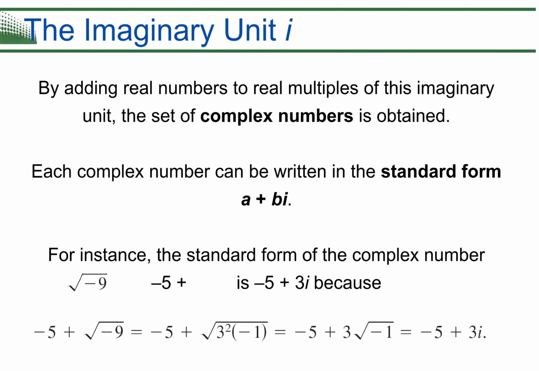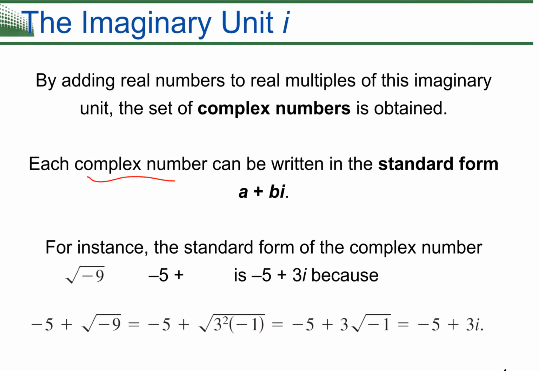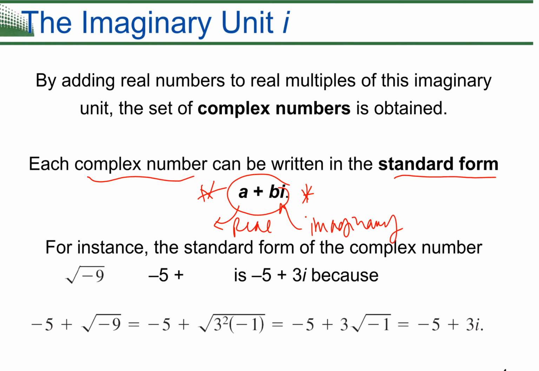So by adding real numbers to real multiples of this imaginary unit, the set of complex numbers is attained. And what that means is we're going to begin to work with things called complex numbers. A complex number written in standard form is a plus bi. That's very important because there's going to be several problems that tell you to write in standard form. That means write your real part first and your imaginary part next. This is known as your real, and this is known as your imaginary part. You can see it also has that i on it as well.